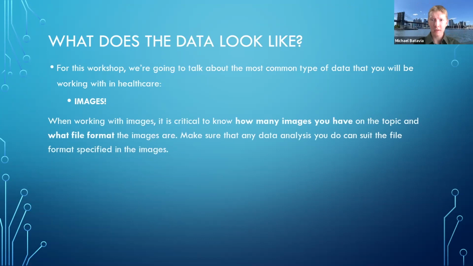Now, when you're working with images, it sounds pretty simple, but you're going to need to know how many images you have on the topic and what file format the images are. So, how much data you have. You could have 100 images, you could have 1,000 images, you could have 1,000,000 images, but knowing how much data you have is important for neural networks, because neural networks tend to like a lot of data, and it's going to be a problem if you only have 50 images.